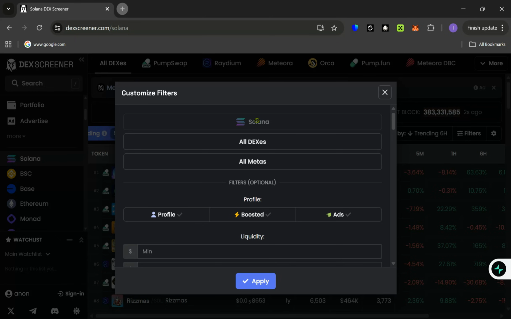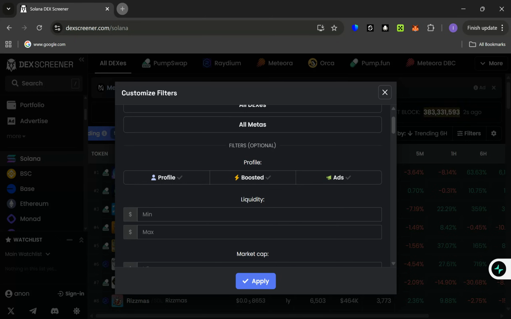For this one we wanted it also to be the same thing, profile, boosted and ads. If you don't know what this means, maybe you can let me know in the comment section so that I can create another video specifically to explain what the profile and boosted ads tokens are, and how they differ from those that don't have such things. Maybe you are missing some of the 100x from not knowing this.